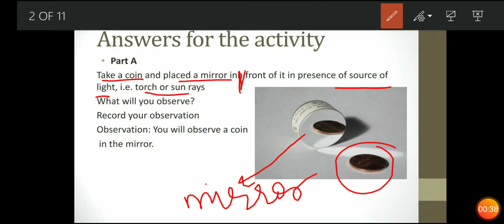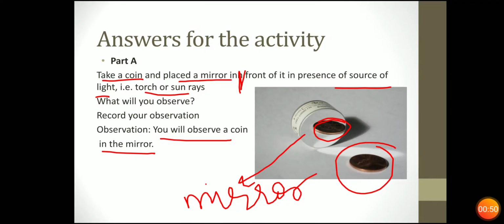Now when you place the coin in front of a mirror, a single coin in front of a single mirror, you will get the image of the coin. So that means you will observe a coin in the mirror. This is the first part.